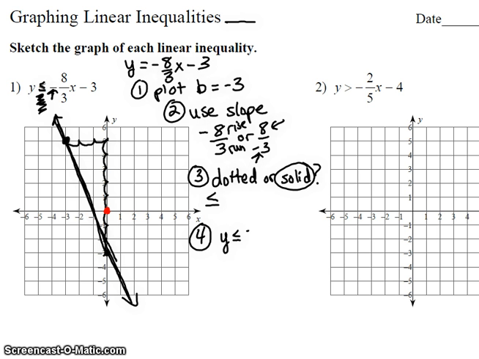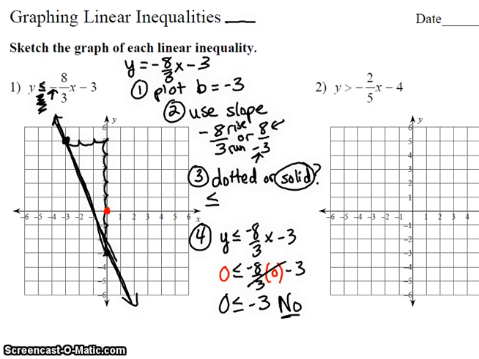I'll rewrite the inequality here. So 0 for y and 0 for x, and then simplify. 0 is less than or equal to negative 8/3 times 0, which is 0, minus 3 is negative 3. Is 0 less than or equal to negative 3? No, it's not. 0 is greater than negative 3. So since it's no, we're going to shade opposite the point. So our point's right here. We have to shade away from our point.